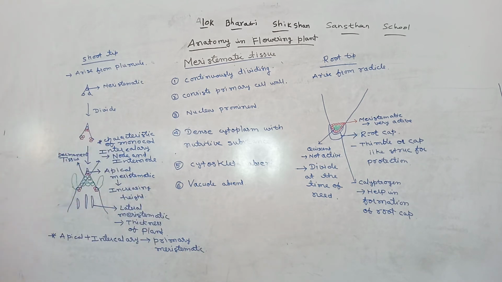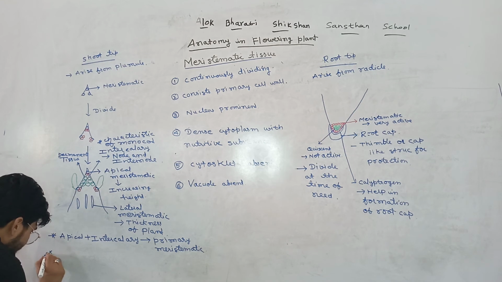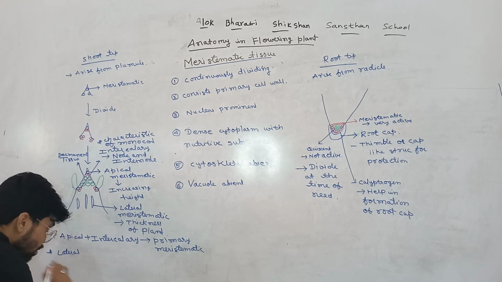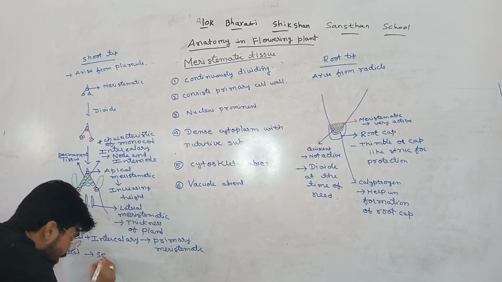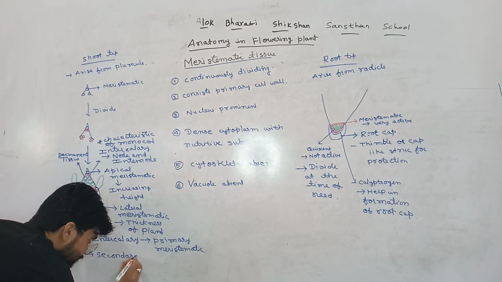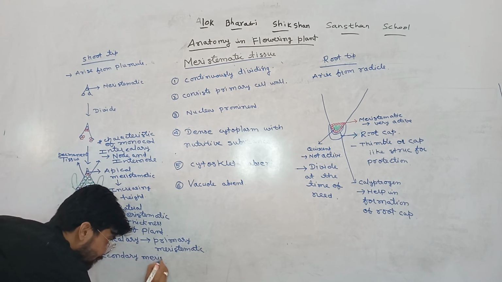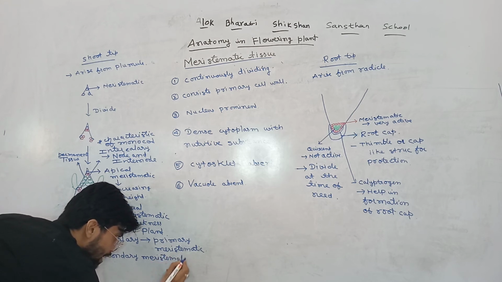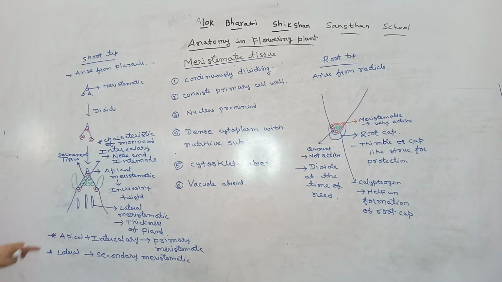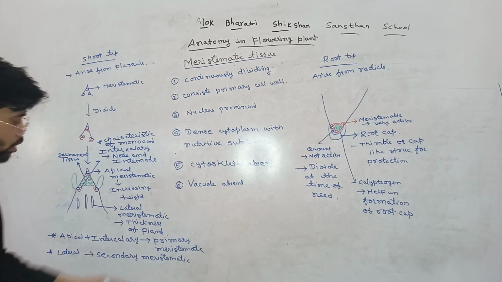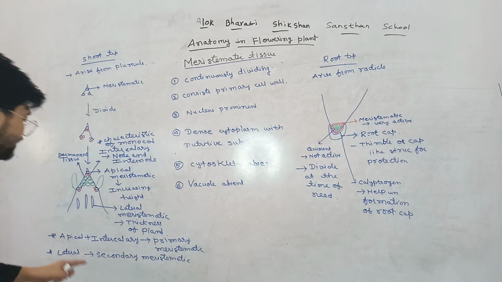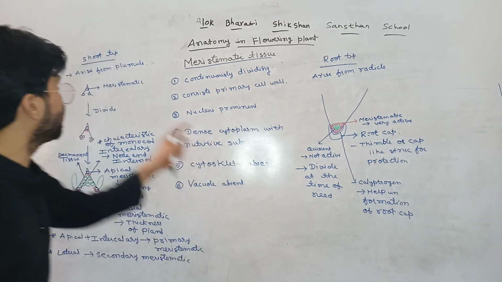After that, this lateral will form at the later phase, so it is known as secondary meristematic tissue. So here I am writing that lateral is known as secondary meristematic tissue. Okay, so on the basis of the formation, meristematic tissue will be divided into two categories: apical and intercalary are together known as primary meristematic tissue, and the lateral is secondary meristematic tissue. So this is all about the meristematic tissue.